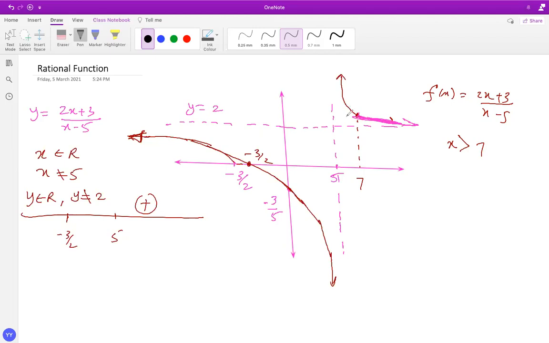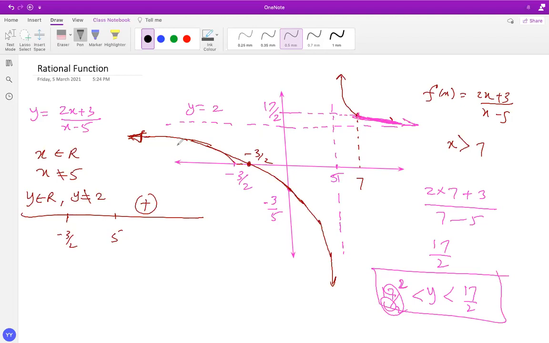So for that, I'll have to just find the y value. If I plug x is 7 here, I get 2 times 7 plus 3 over 7 minus 5. So 14 plus 3 is 17 over 2. So for this part, the range will be y between 2 and 17 over 2, since 2 is the lower number. So that's going to be the range of this function. So just be careful as far as the domain and range is concerned.